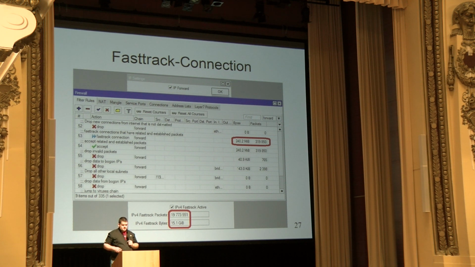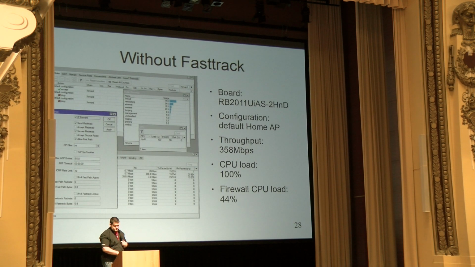So in this screenshot, you can see that I had only 240 megabytes of traffic captured in the rule, but my fast-track counter already indicates 15.1 gigabytes of traffic. So instead of checking all 15.3 gigabytes of traffic through the whole firewall, I just did it with 240 megs, getting exactly the same result, offloading the router and so on. But let's talk some figures.